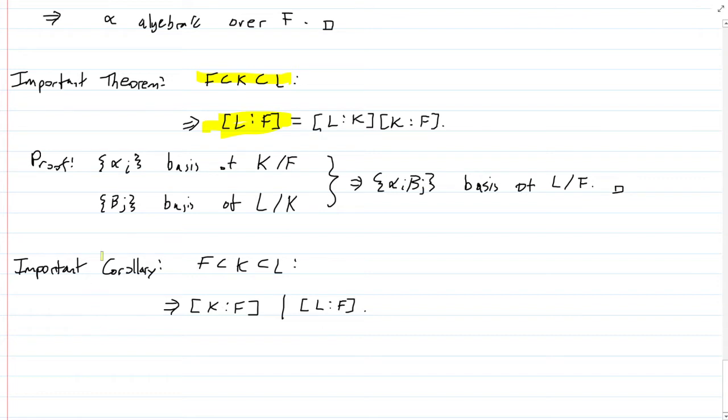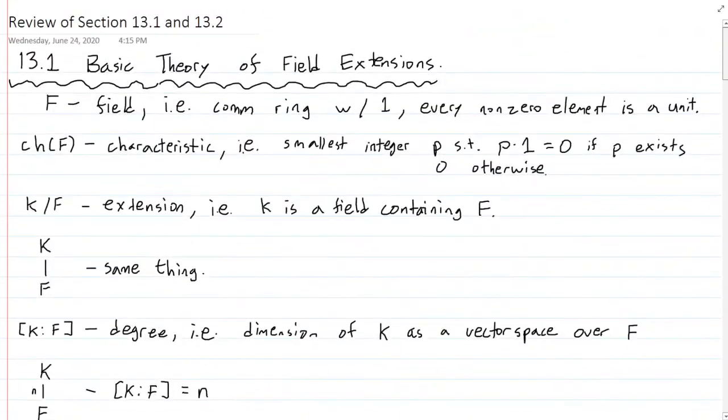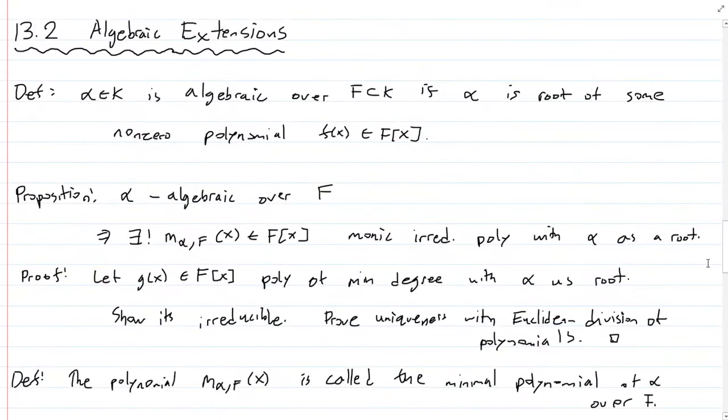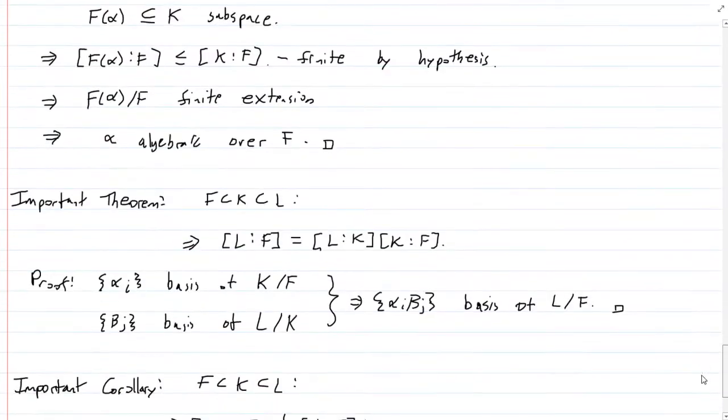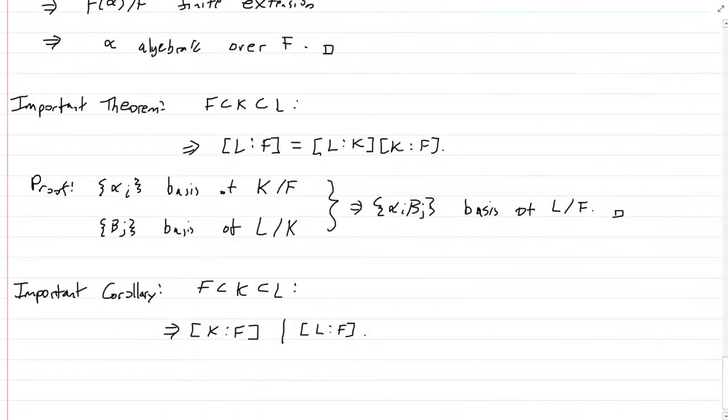Right. And then an important corollary is that if you have a tower of extensions, then the degree of K over F divides the degree of L over F. Okay, so that's basically all I wanted to say about sections 13.1 and 13.2. Well, there's some more stuff in 13.2, but I didn't get to that. Are there any questions?